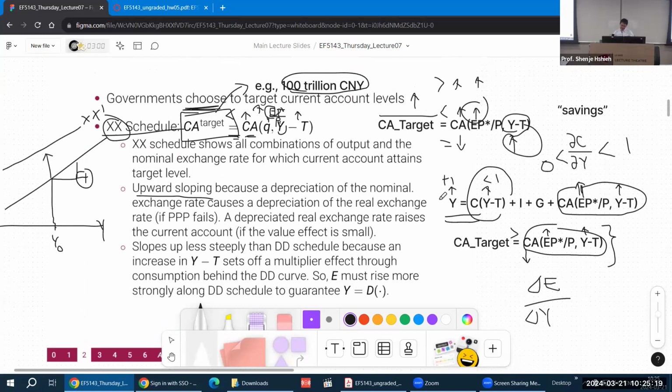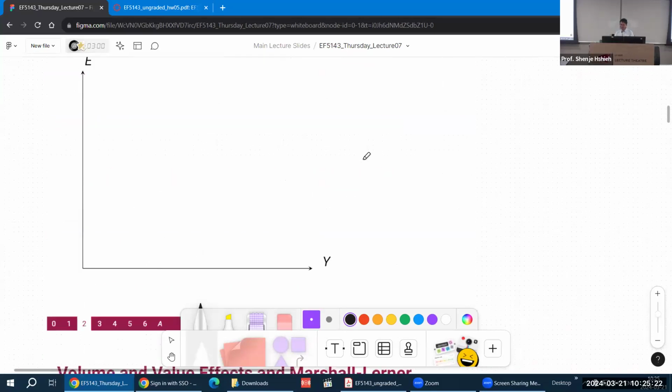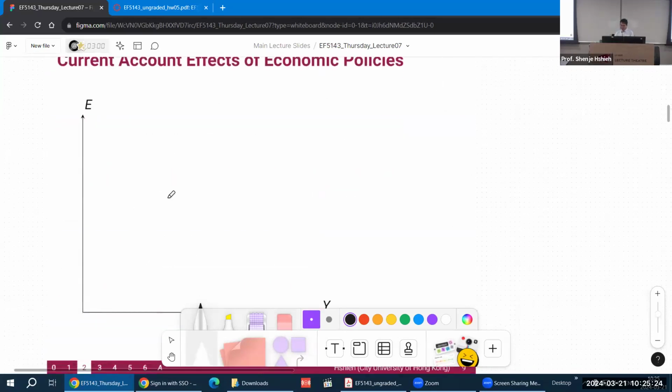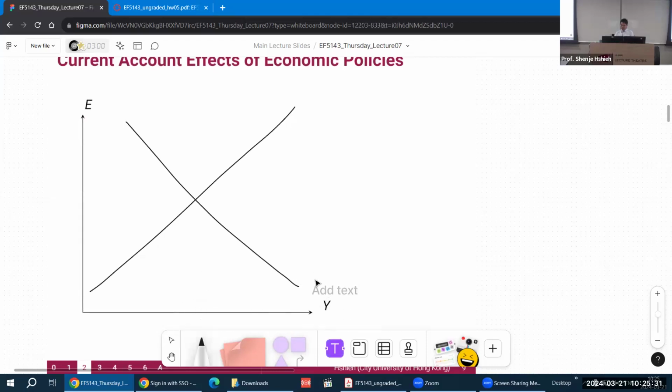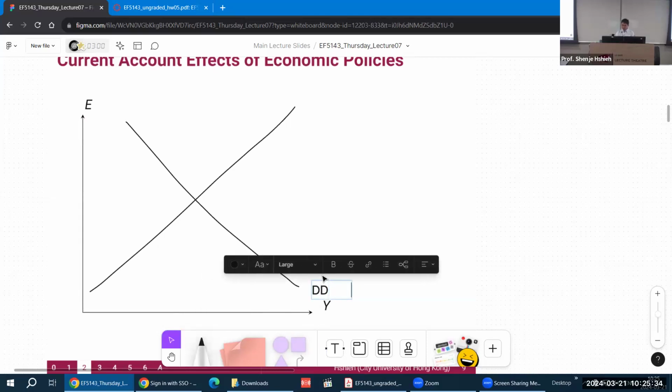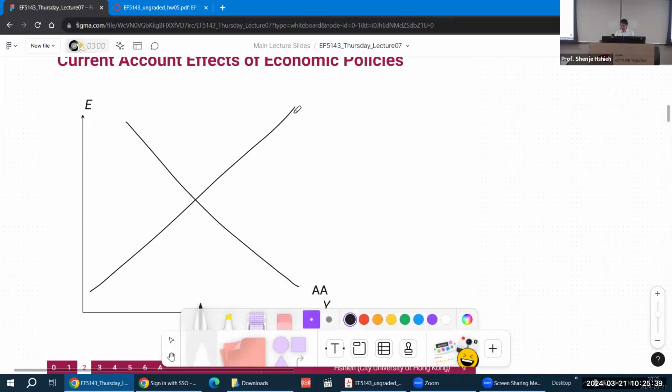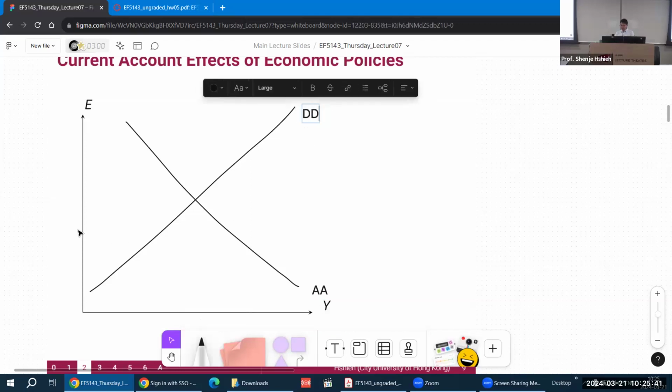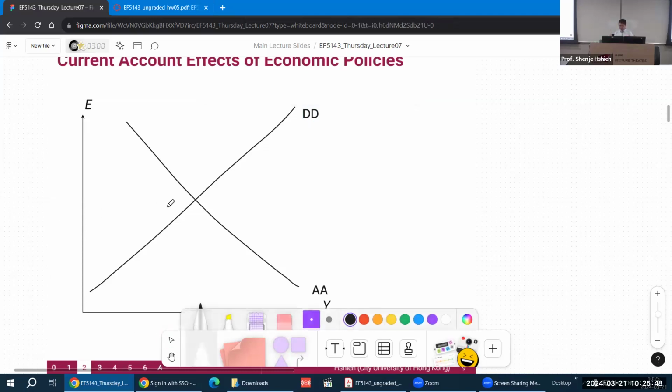All right, so let me show you what the graph looks like, okay? If we have a downward sloping curve for DD and an upward sloping curve for AA. Sorry, this is AA. AA and DD. If a country has hit its current account target, then the equilibrium that the country settles on will be intersecting the XX curve.